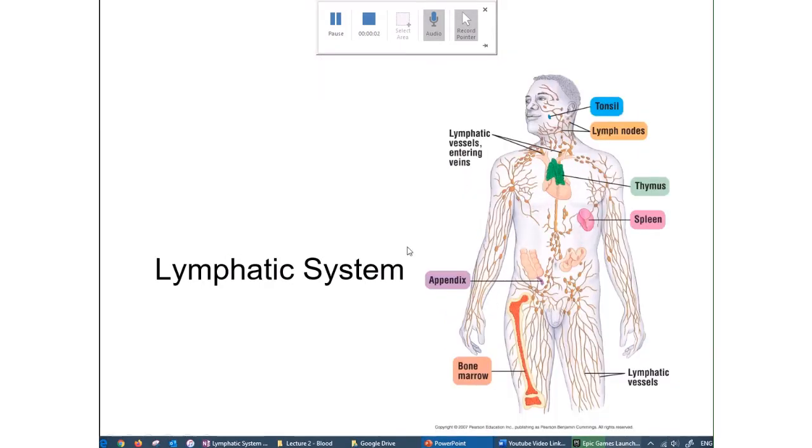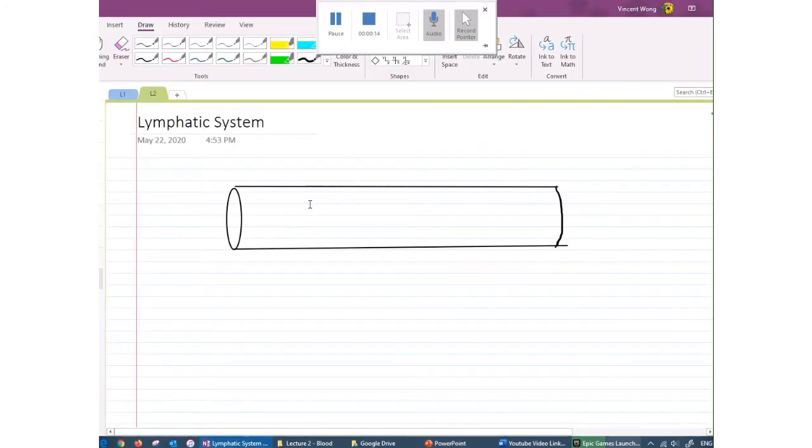Now we're going to look at the lymphatic system. Actually, the lymphatic system is closely related to the blood as well as the next lecture, which is the immune system. So before we label all these things, we are going to take a note on the lymphatic system. So let's start with something that we're familiar with.